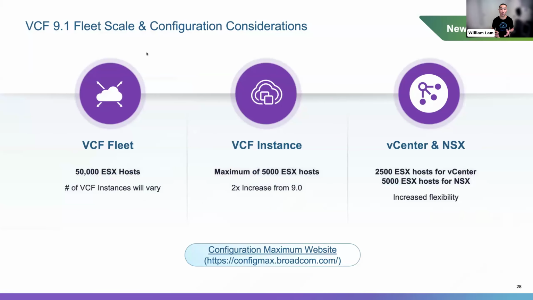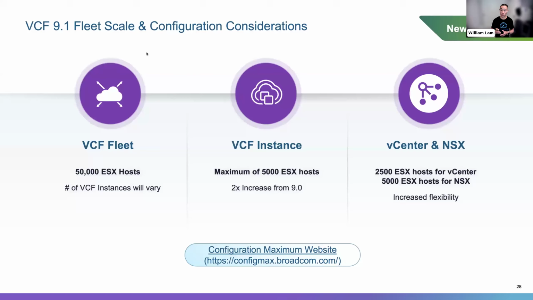So from a fleet scale standpoint, we've increased the number of configurations and tried to keep things simple. At a VCF fleet level, we support 50,000 ESX hosts. One of the questions that typically comes up is, how many instances can I have? There is no maximum on instances. It really varies on a number of factors. The next config maximum is the number of supported hosts under a single VCF instance, which is 5,000 hosts. So in theory, I could have 10 VCF instances, each supporting 5,000 hosts, to hit that single fleet maximum. This is a 2x increase from 9.0, but of course you can have other variations depending on the configuration maximums you're trying to achieve.